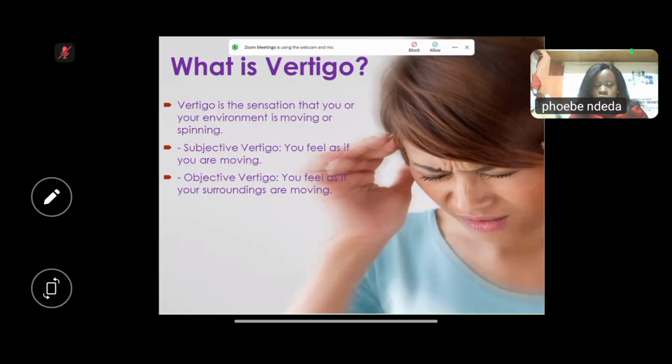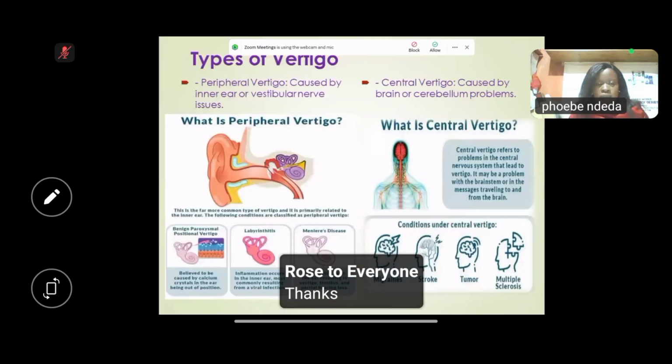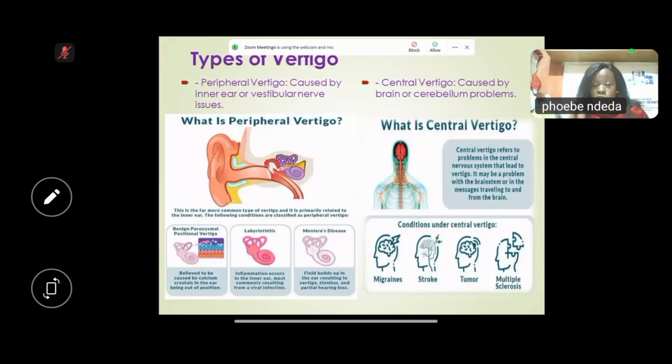And you can see there are those two types. There are many, but those are the most common types. So as we move on, those two are forms of vertigo. One, you feel as if you yourself are spinning, that is the subjective one. The other one, where you feel as if your environment and all things are moving, is called objective. So we are going to look next at the types of vertigo.